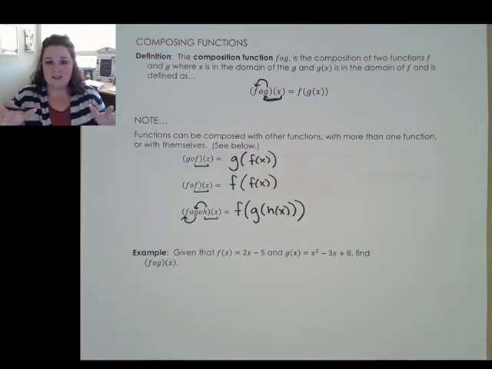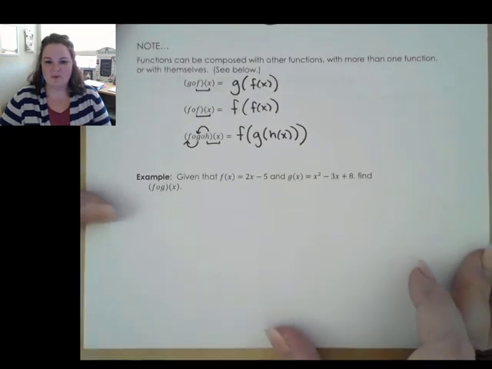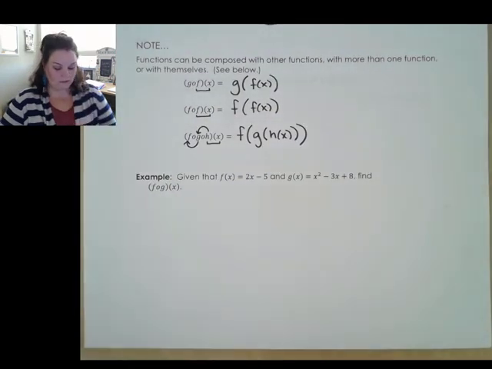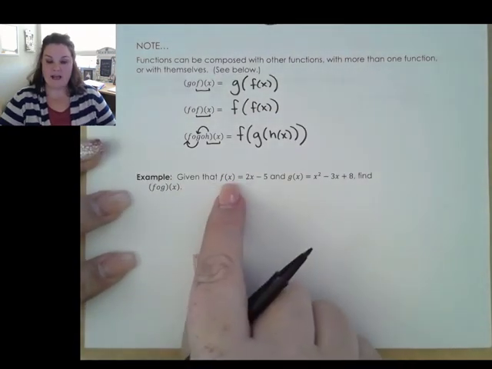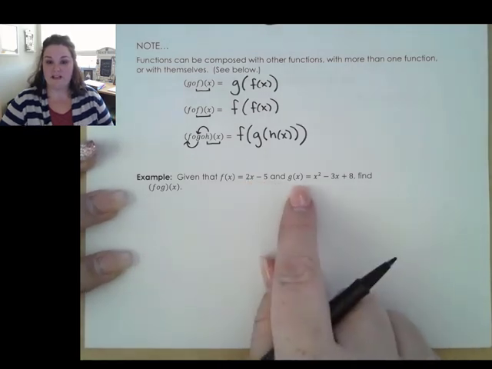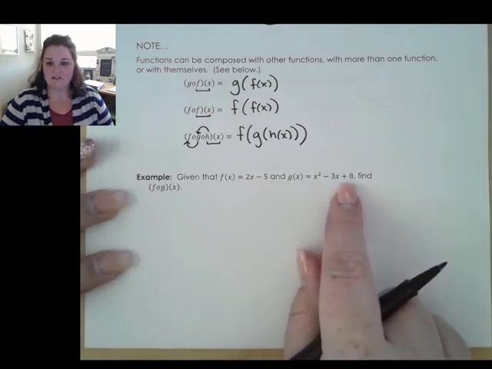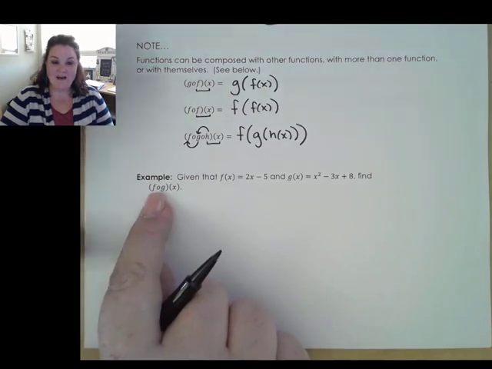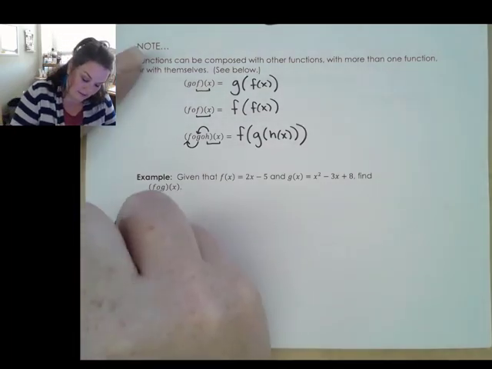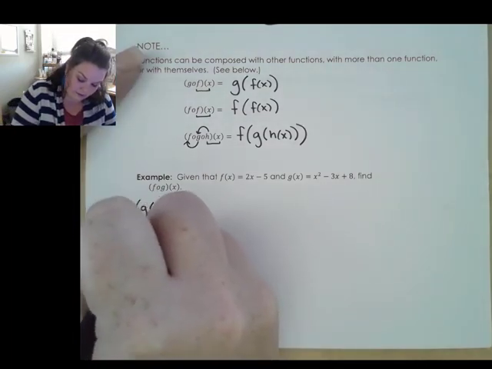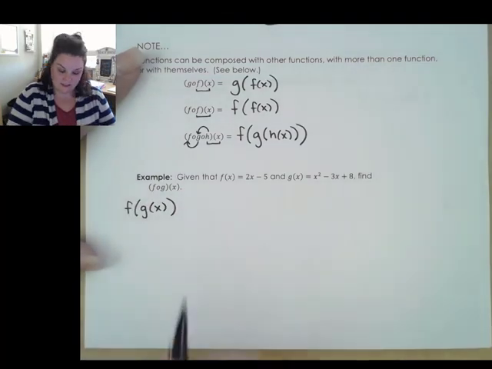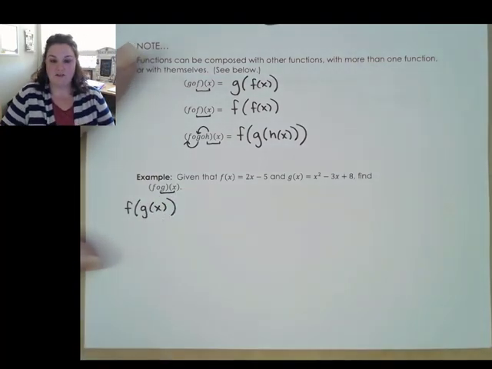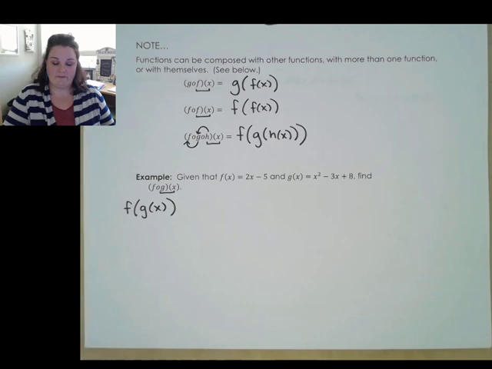Okay, so let's go ahead and jump into some examples of what this looks like when we actually work it out. So here it says, given that f of x equals 2x minus 5 and g of x equals x squared minus 3x plus 8, we want to find f composed of g of x. So f composed of g of x means that g of x is the inner function, right? And we're plugging that into our f function.